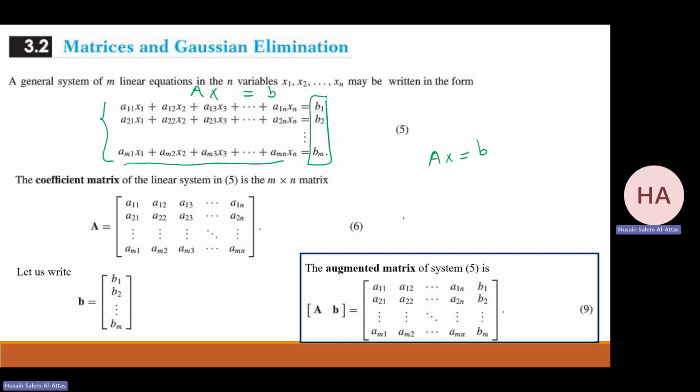We can construct A, which we call the coefficient matrix, and B, which we call the right-hand side. We can construct what's called the augmented matrix. This is the augmented matrix. What is it? I just augment A, the coefficient matrix, with the right-hand side vector. We put it in one matrix. This is what I need for the system.